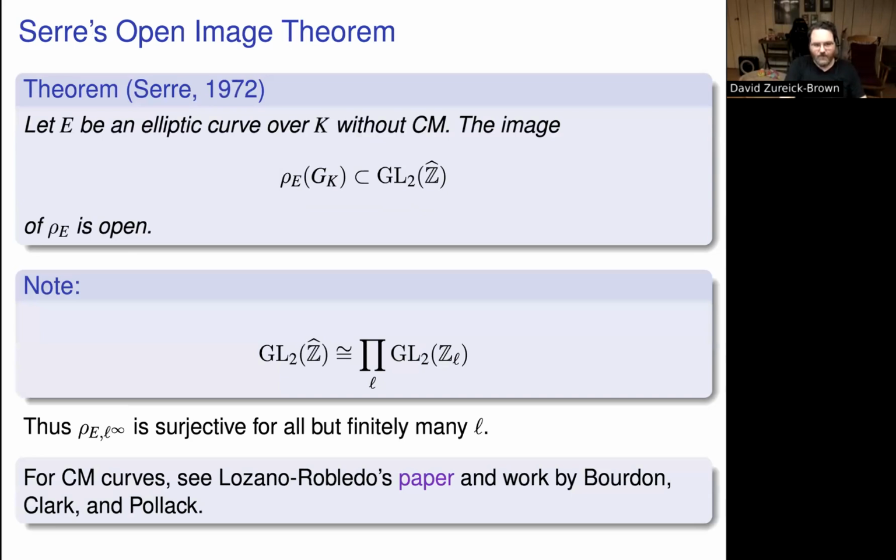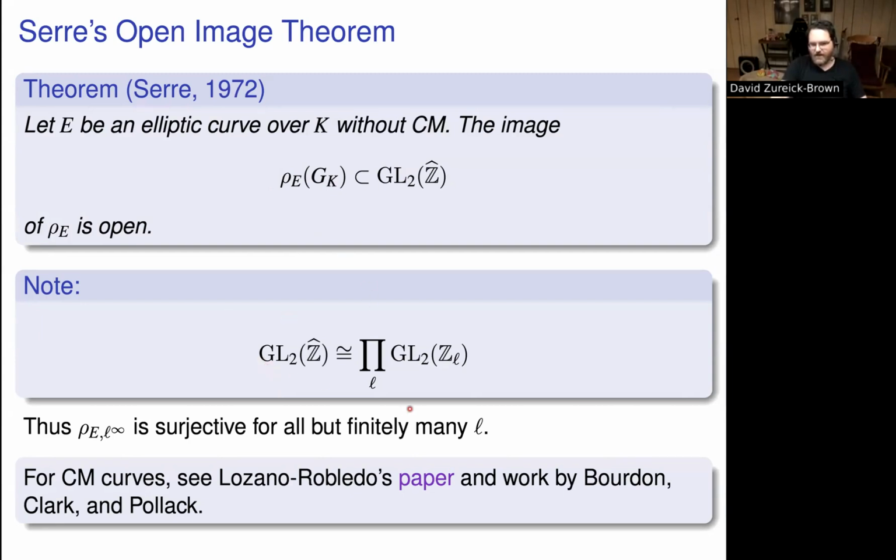So Serre's open image theorem is a concise way to phrase a lot of things, but it says that if you have an elliptic curve over a number field without complex multiplication, then the image of this, the full profinite limit, is open. In particular, this is compact, so it's finite index. It's not open for non-CM.